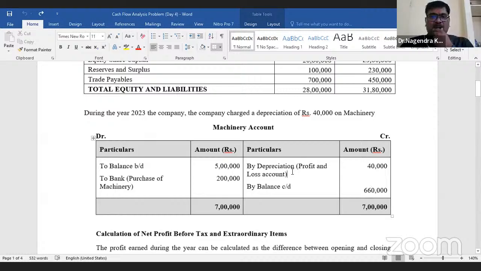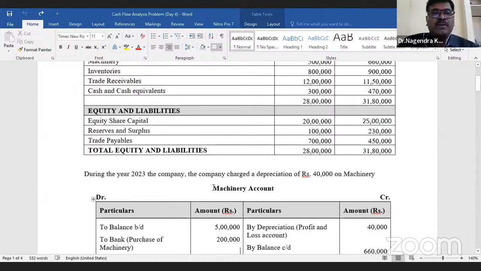We charged a depreciation of 40,000 rupees on the machinery. The depreciation can be transferred to the profit and loss account. This is a non-cash expense. An adjustment for this will be made in the cash flow statement again. So here the total on the left hand side is 7 lakhs, and the balancing figure can be the purchase of machine. So it is a cash outflow. By drawing the machinery account, we understand that there was a cash outflow in the case of the machinery account.